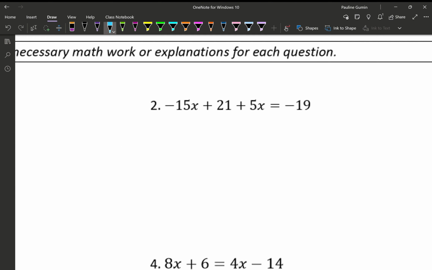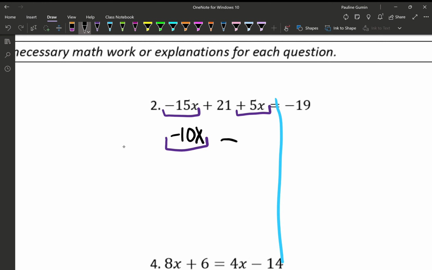Number 2. I always begin by drawing that line down the middle of the equal sign. Now the first thing I notice here is that I have two different types of x's on the left side. I got a negative 15x and a plus 5x, so I'm going to combine them. Negative 15x plus 5x is negative 10x.